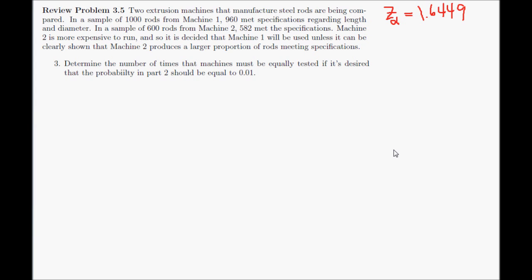Suppose that we really want the answer to be 1%. So find the number of times that the machines must be tested, assuming that we test them the same number of times, if I want that probability to be equal to 1%. Okay, so there's a formula for this one, and let me just write it out.